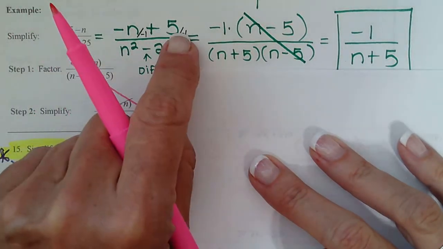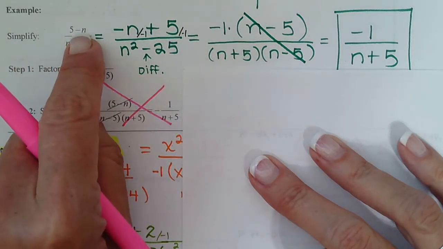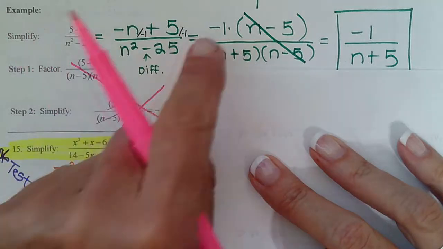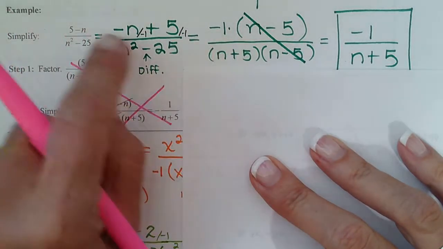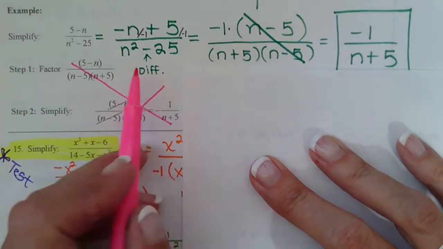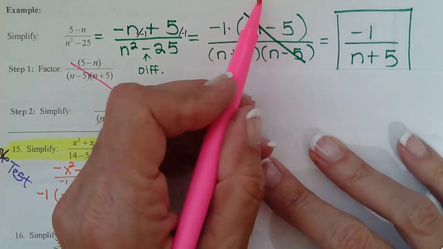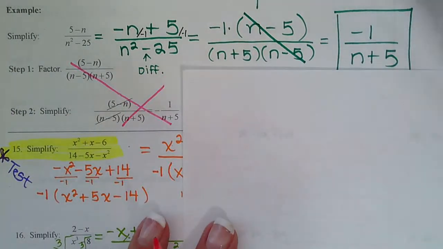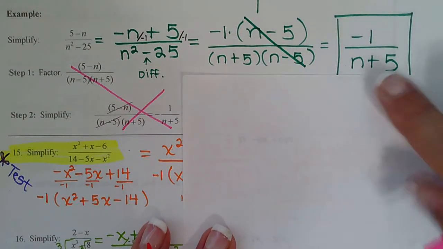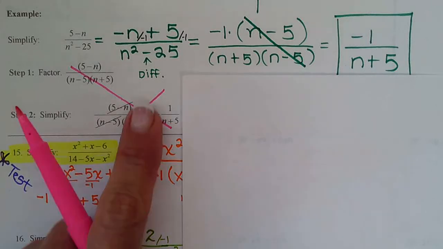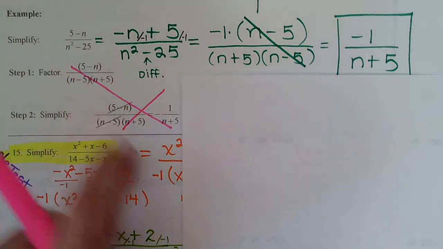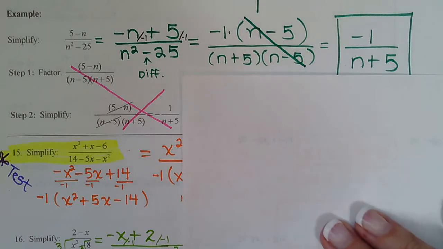So turn it around the correct way. Negative n, positive 5. Take out a negative 1 because of that. And when you take out a negative 1, that changes the signs. Positive n, negative 5. And then we factor the difference of squares. You can see the 1 there. So my answer is negative 1 in the numerator over n plus 5, which is the same thing they got, but I'm just turning it around rather than canceling opposites.